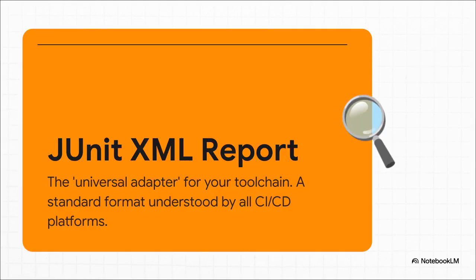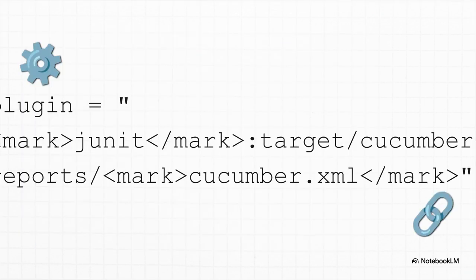Okay, this one is huge. If you're using any kind of CI/CD pipeline, we're talking Jenkins, GitLab, CircleCI, you name it, the JUnit XML format is absolutely essential. Think of it as the universal language that all these automation tools speak. It's what allows your pipeline to understand and display your test results. And to get it, well, you guessed it, we use the exact same syntax. Just specify the JUnit format and tell it where to put the XML file.